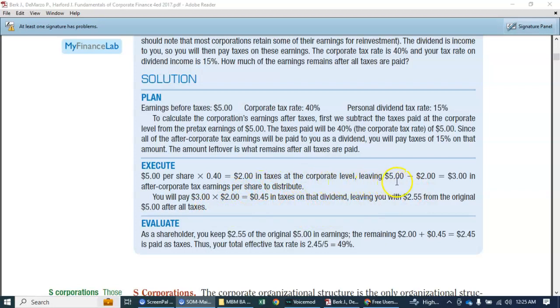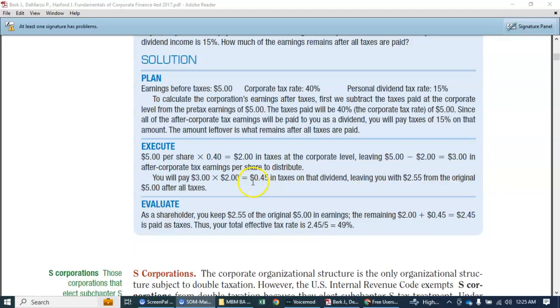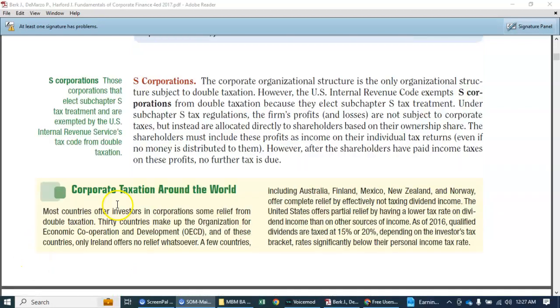So first is 5 to leave the 3. Then second, you will pay 3 times 15% equals 0.45 taxes for the added dividend. So that's why what you will receive is only 2.55 from the original 5. So that's it.